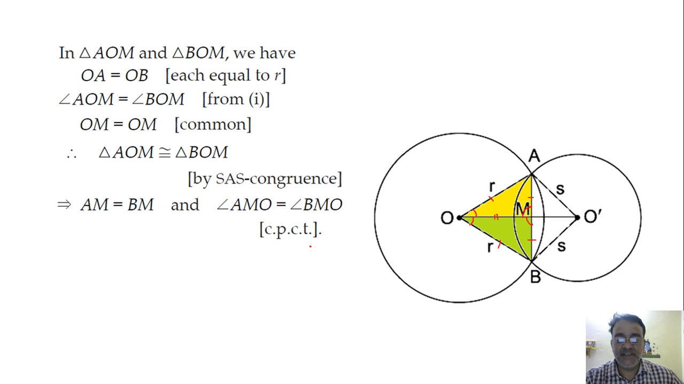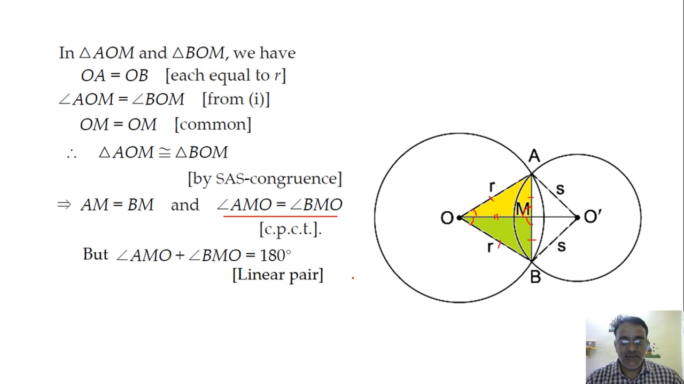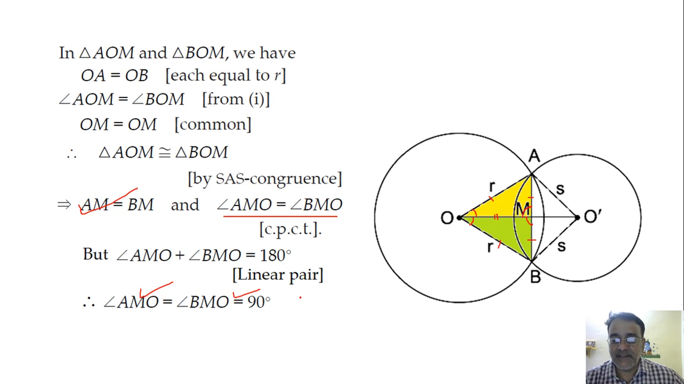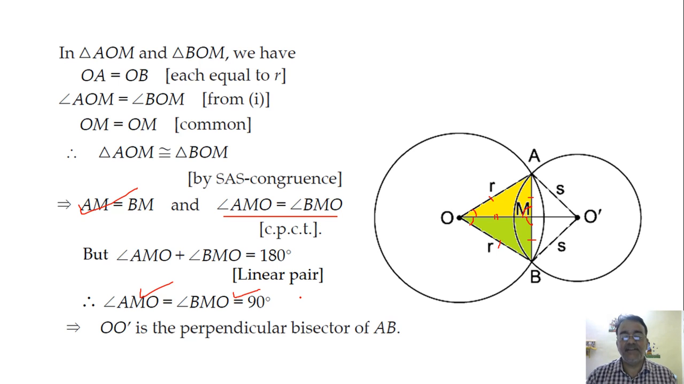But the sum of these two angles is 180 degrees. Why? Linear pair. So दोनों equal भी हैं और दोनों का sum 180 degrees है. So we can conclude that both are equal to 90 degrees. So AM is equal to BM and these two angles are equal to 90 degrees. So that means OO' is the perpendicular bisector of AB. Any doubt?